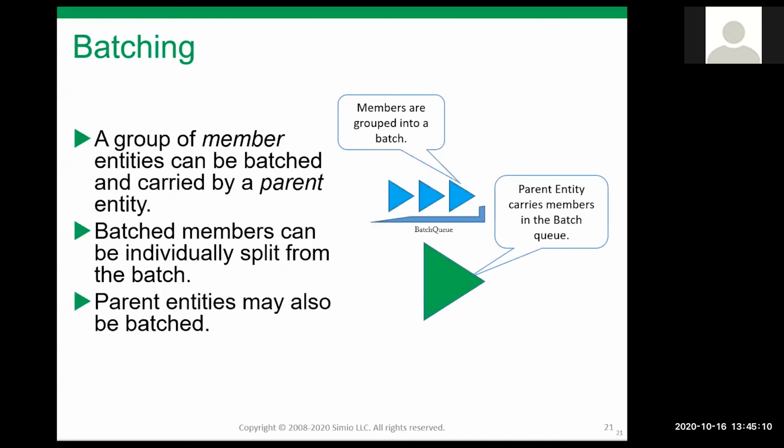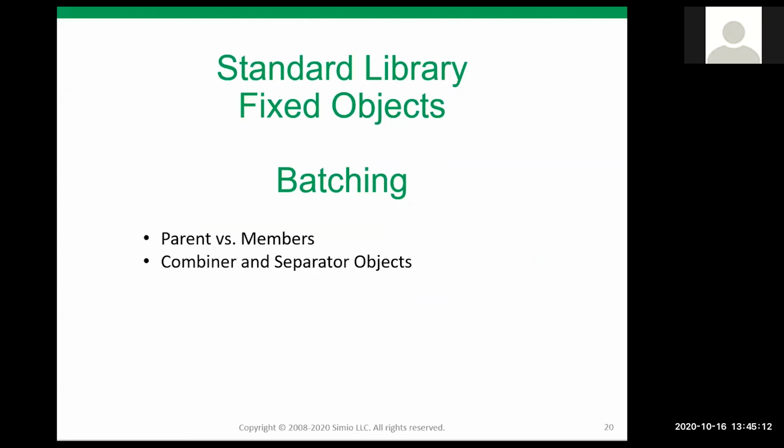Okay, another concept is batching. So batching is basically where the typical use is that you bring things together for processing all together as one, and then split them apart again. So for example, a box of parts or a tray of parts or a pallet full of boxes, anything like that would be considered a batch.